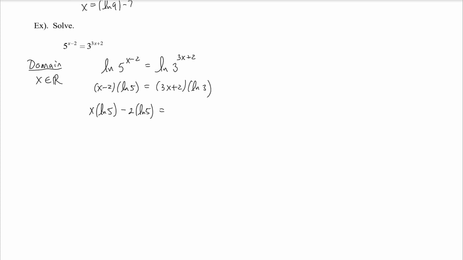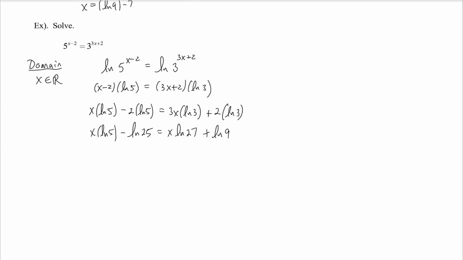I'm going to distribute the natural log of 3 and get 3x times natural log 3, plus 2 times natural log 3. Then I'm going to clean this up using properties. This is going to be x times natural log of 5, but I'm going to write this as natural log of 25 because 5 squared is 25. I'm going to bring this 3 up and write this as natural log of 27. I'll bring that 2 up and write that as natural log of 9.